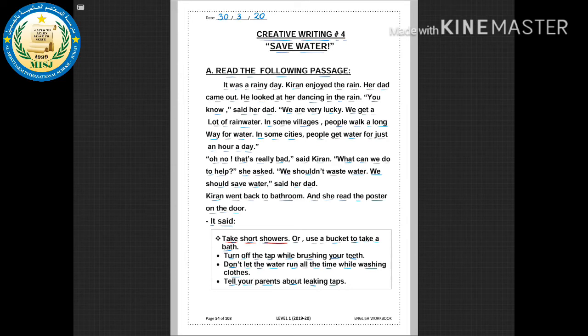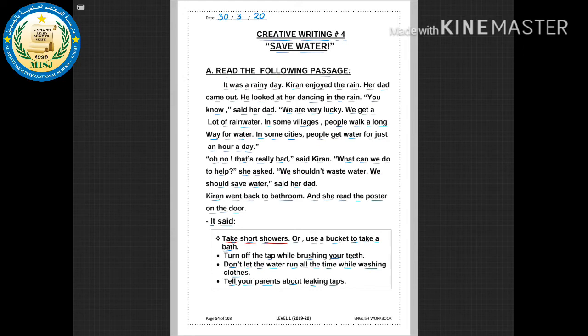Number 2, students, whenever you brush your teeth, make sure to turn off the tap because the running water is of no use. You are only wasting it. So when you brush your teeth while you are not using any water, please turn the tap off. Number 3, when you are washing your clothes, don't let the water keep running, or it's better to use a bucket to wash your clothes. Number 4, if you ever see a leaking tap anywhere, whether it's inside your house or outside, just inform your parents about it so they can fix it. And once it is fixed, no more water leakage. Therefore, no more water will be wasted.